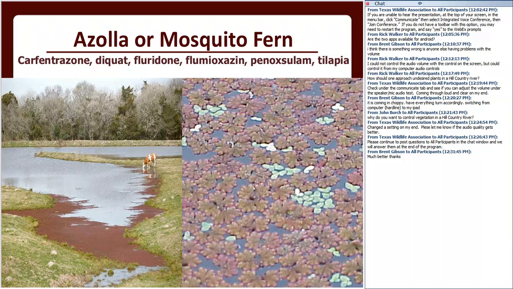Now, if you're not looking to stock tilapia in your pond, our other control options are carfentrazone, diquat, fluridone, flumioxazine, and penoxsulam. Diquat is going to be your lowest cost option. It is a contact herbicide, and so you do have to hit each and every single one of these plants. However, their reproductive rate is not extremely fast, so you can knock a lot of them back, and even if you miss some, it takes a long, long time for them to become problematic again in most situations.